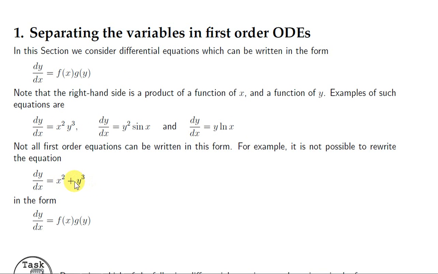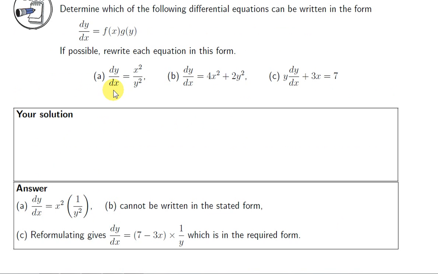Now here's an example of an equation that is not of the form dy/dx equals f of x g of y. We can't write x squared plus y cubed as a product of a function of x and a function of y. So let's look at some examples. This first differential equation here can be written as a function of x times a function of y if we write it like this. We cannot, however, write the second equation in that form.